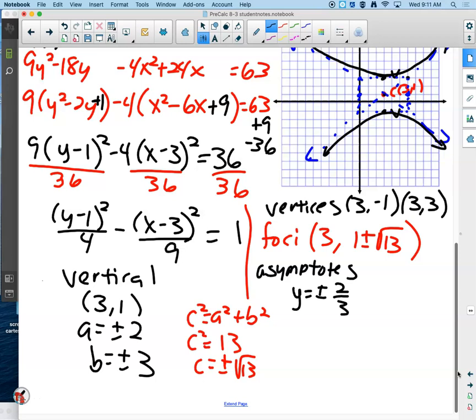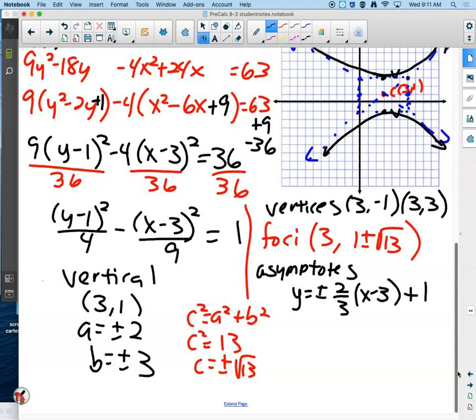But then remember, this one wasn't centered at 0, 0. And if it's not centered at 0, 0, we have to show the translation. So the translation is going to be the x minus h, which is our x minus 3 piece, and then plus k, the up and down part, and that was a 1.